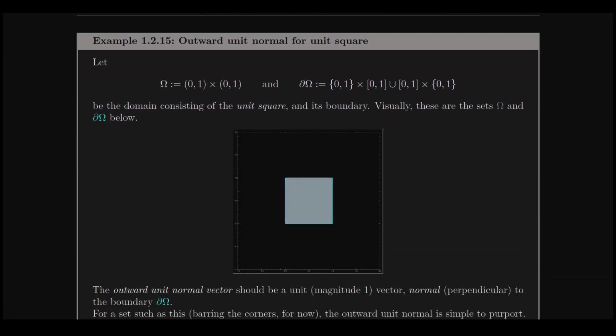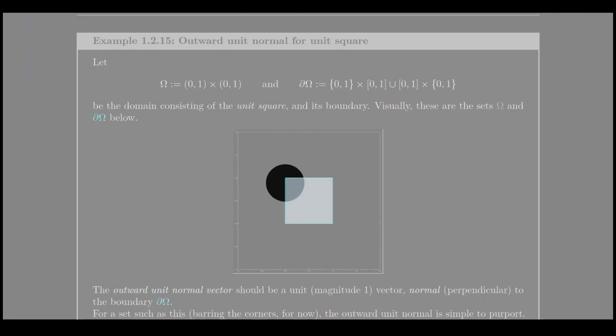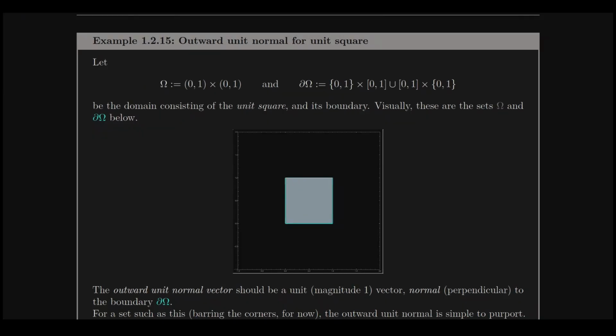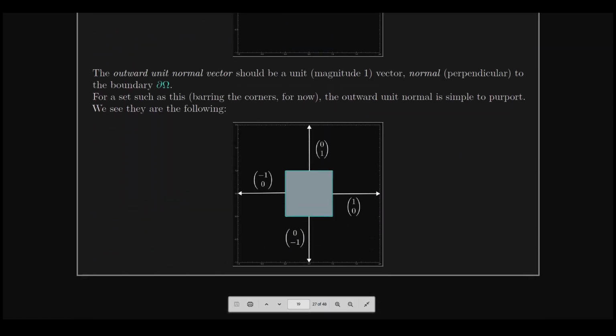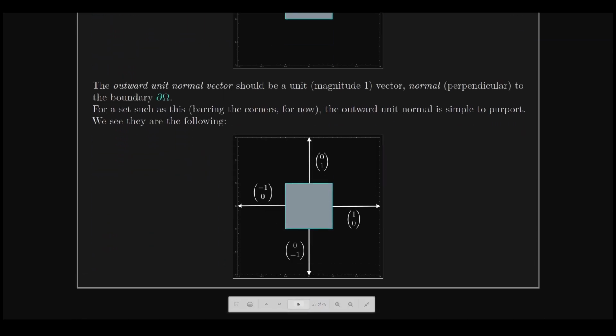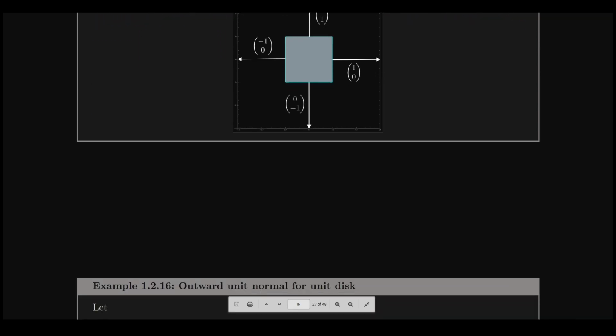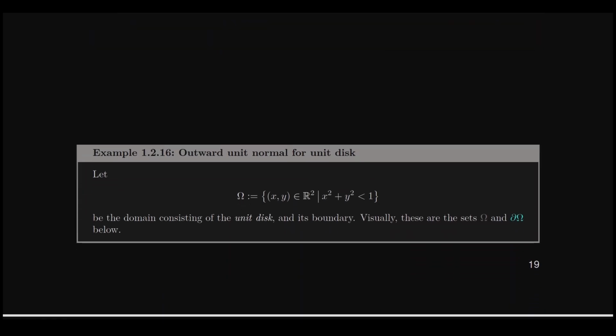We can start just with the unit square. So I've made omega gray and I've made the boundary of omega red. So I've got a unit square here. And we're going to ask a question about the outward unit normals. It's actually really easy to figure out what they should be. These are the vectors which point outward, which I have as (1, 0) if I point to the right, (0, 1) if I point up, (-1, 0) if I point to the left, and (0, -1) if I point down. So it's really not hard to do in some very simple cases.